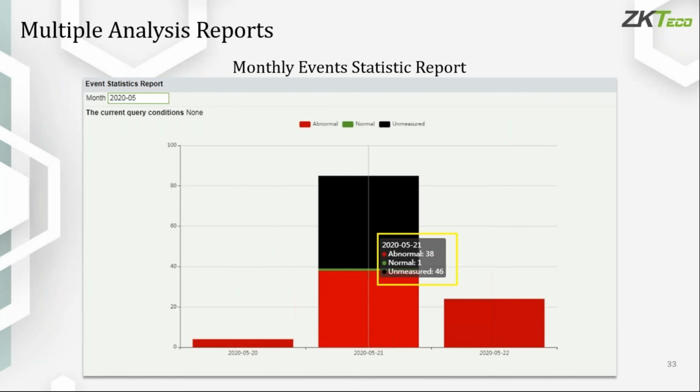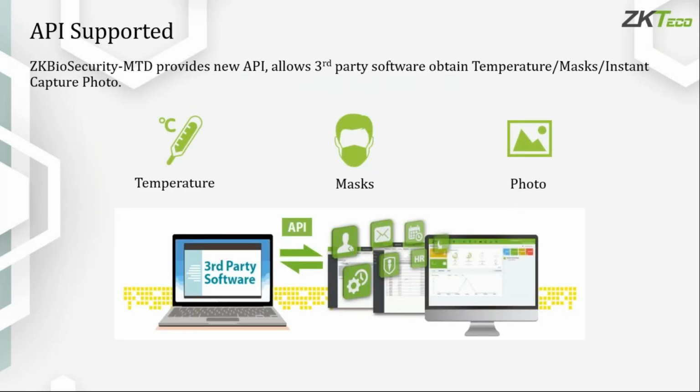that also we can see from this statistical panel report. There is one more report, which is the multiple analysis report, that will help you generate the report on a monthly basis. In it you can know the abnormal or normal body temperature, or if the temperature has not been measured, we can know it from here.